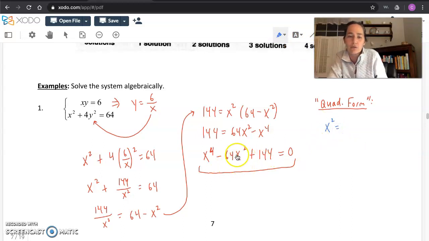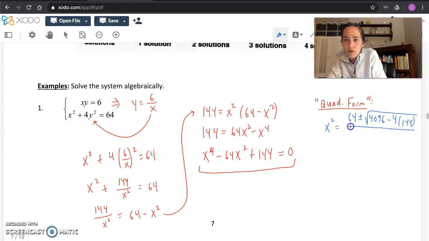x squared should equal what you get when you plug in a is 1, b is negative 64, and c is 144. So x squared equals the opposite of b, plus or minus the square root of, I didn't know 64 squared off the top of my head, I have to confess, but it's 4096, minus 4ac, so 4 times 1 times 144, all over 2. Okay, so we can kind of do this by hand. x squared equals 64 plus or minus, you get a discriminant that is 3520, all over 2.